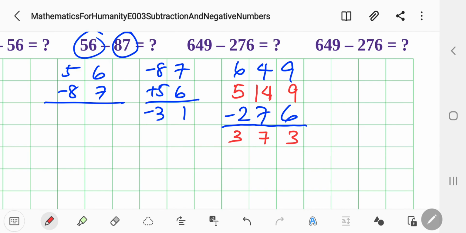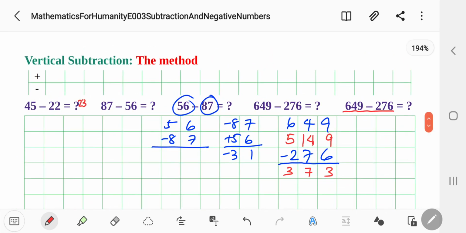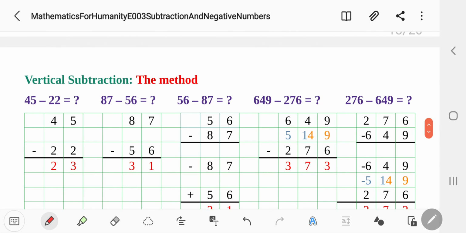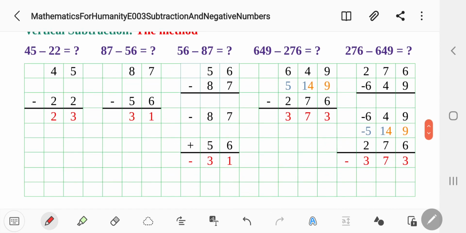Now it's the same thing here. It's supposed to be 276 minus 649, but I was not able to change that. So let's look at the solution, which is more clear on this slide. So you have 45 minus 22 is equal to 23, which we got right. And then 87 minus 56 is equal to 31. And then 56 minus 87, you are subtracting a bigger number from a smaller number, so you have to reverse the order. So you have negative 87 plus 56 is equal to negative 31.